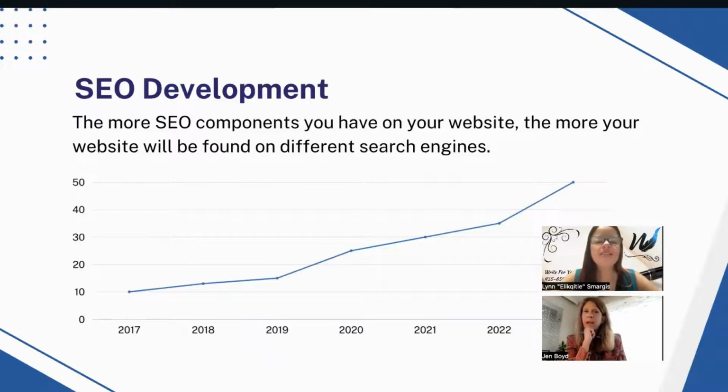So with SEO development, of course, the more components you have, like if you have a website, that's great, but you want to add a blog, and well, you first want to get your email list down and get that sent out, and then start adding a blog. The more components you have on your website and that you develop on Google My Business and other places, the more your website's going to be found on different search engines without spending an insane amount of money on all these different programs that tell you they can get you keywords and other things like that.